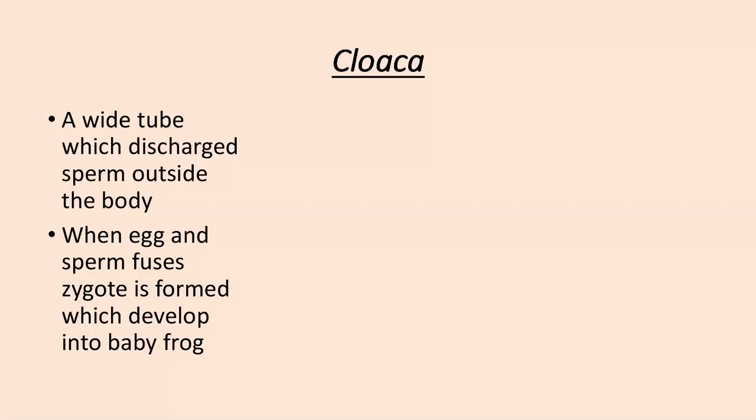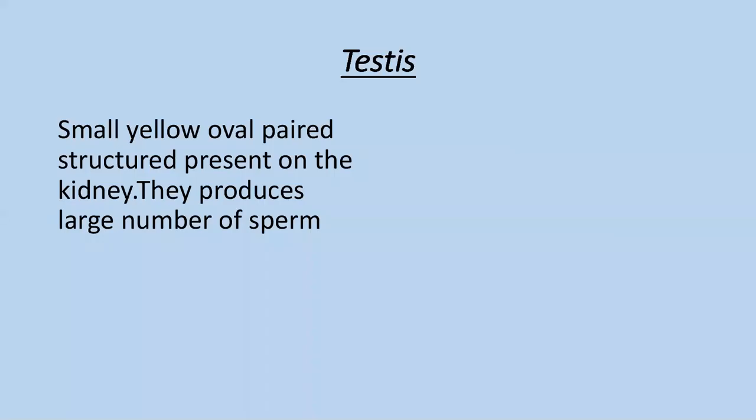This zygote develops. Whatever content is present inside the zygote undergoes different stages of development, which is called metamorphosis. After the metamorphosis, the baby frogs come out of the egg, which are termed tadpoles.